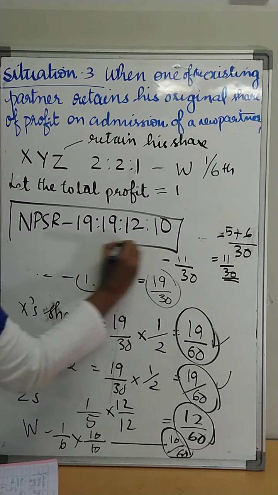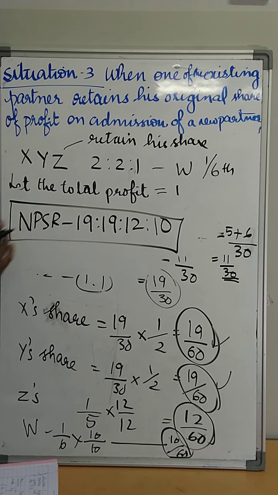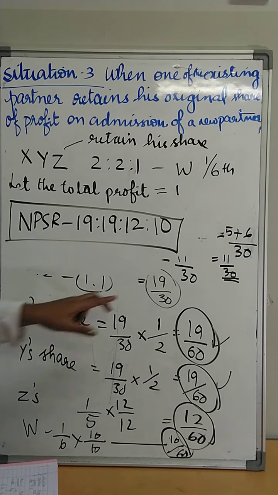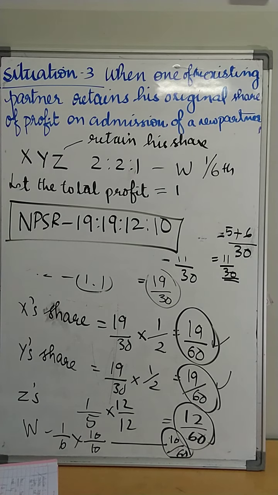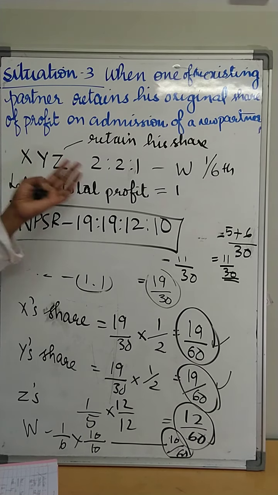So what was this case? I'll tell you once again. One of the existing partners retained his share. First we should assume the total profit share as 1, and from this 1 we should reduce the retaining partner's share and the new partner's share. Whatever remains, here it was 19/30, that remaining share we should distribute among the partners in their old profit sharing ratio 2:2.